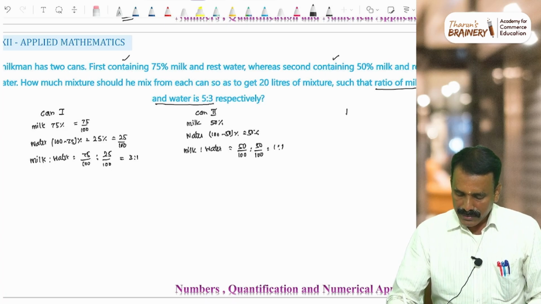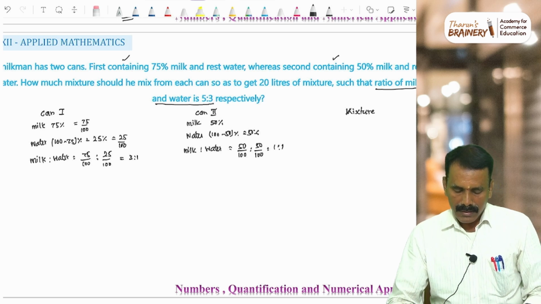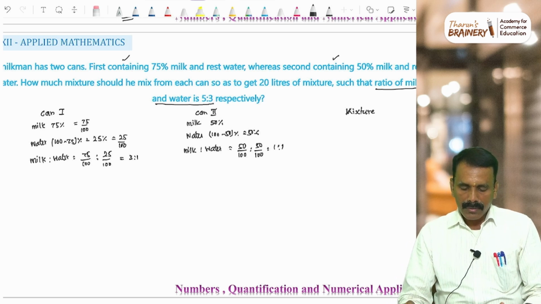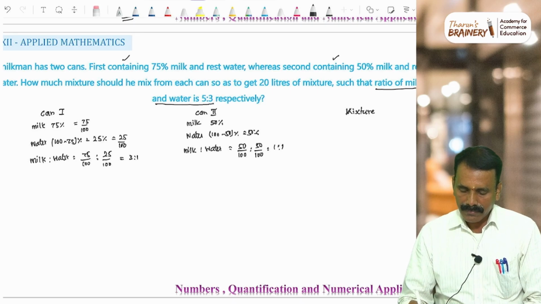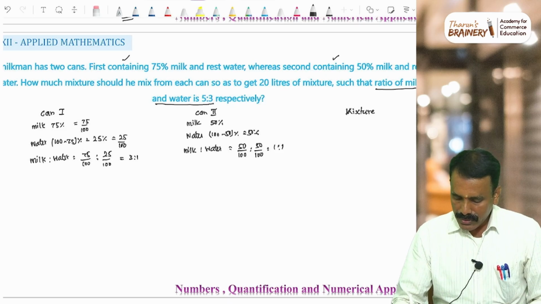And the mixture, we are going to combine. We are going to take some amount of mixture from can A and some amount of mixture from can B, and we are going to mix, and the resulting is going to have the milk and water in the ratio 5:3.